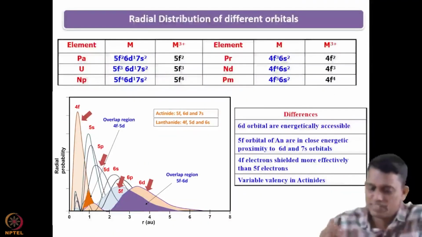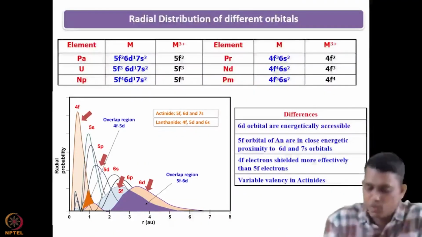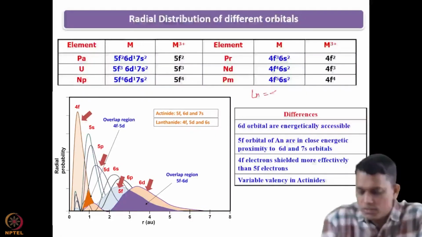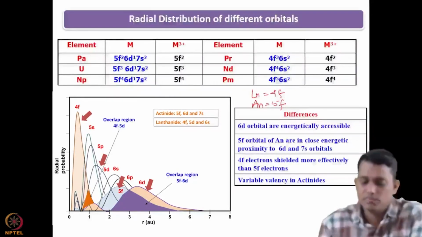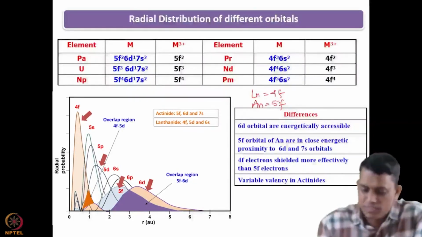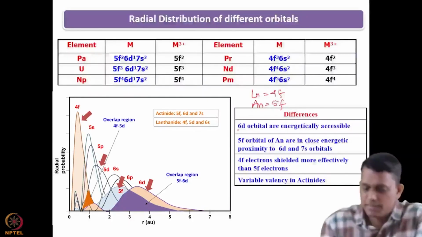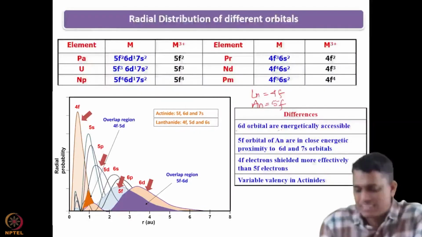There are several differences that mainly arise because the lanthanides use 4f whereas actinides use 5f. The main differences arise because they are using different kinds of shells. The first difference you can say is that 6d orbitals are energetically accessible. And what does it mean?